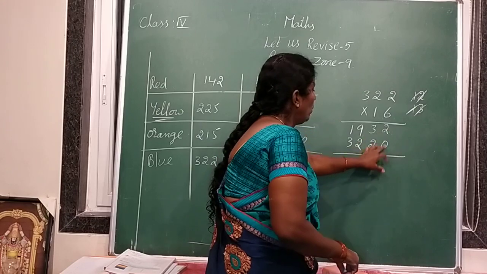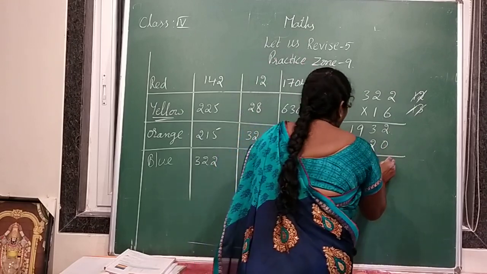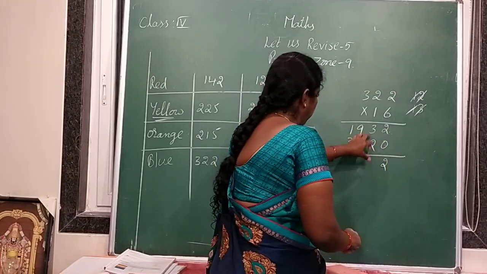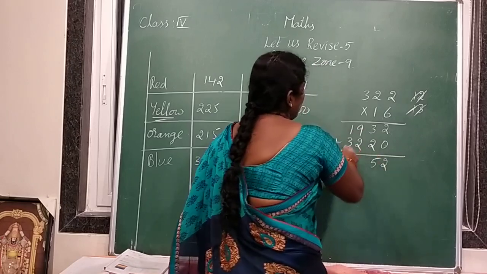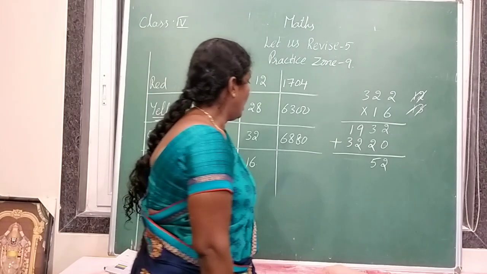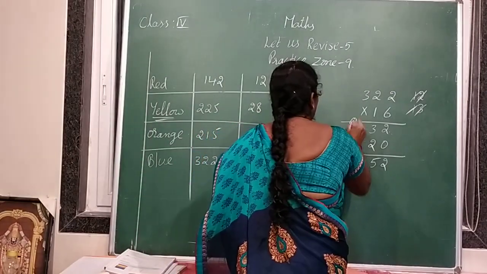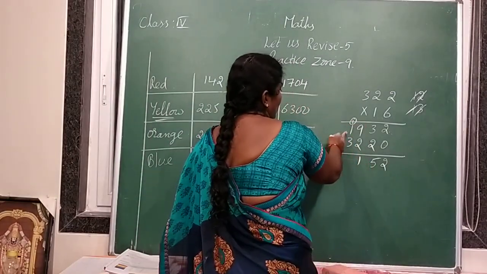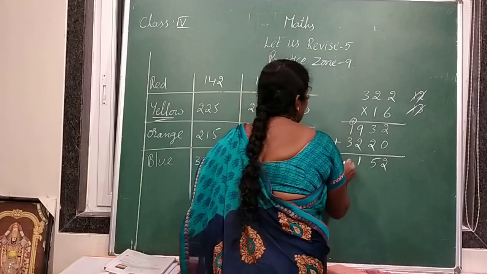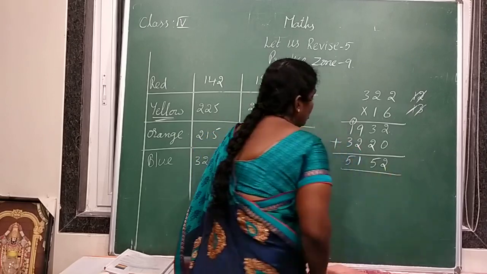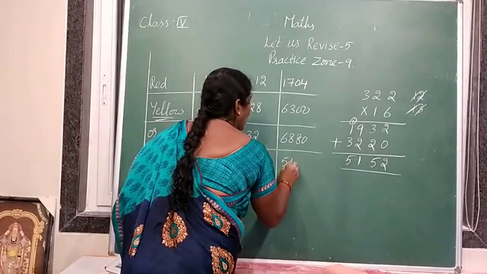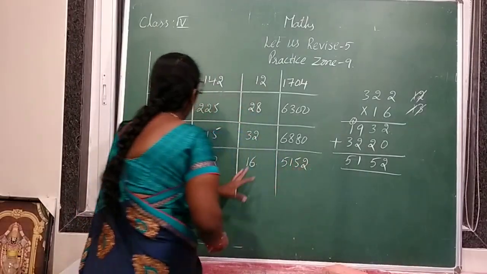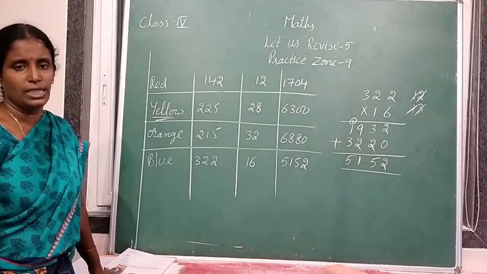Now 2 plus 0 is 2, 2 plus 3 is 5. 9 plus 2 is 11. So 1 is carry over and 1. 3 plus 1, 4 plus 1 is 5. So what is the answer? 5,152 pencils are there in blue color boxes.